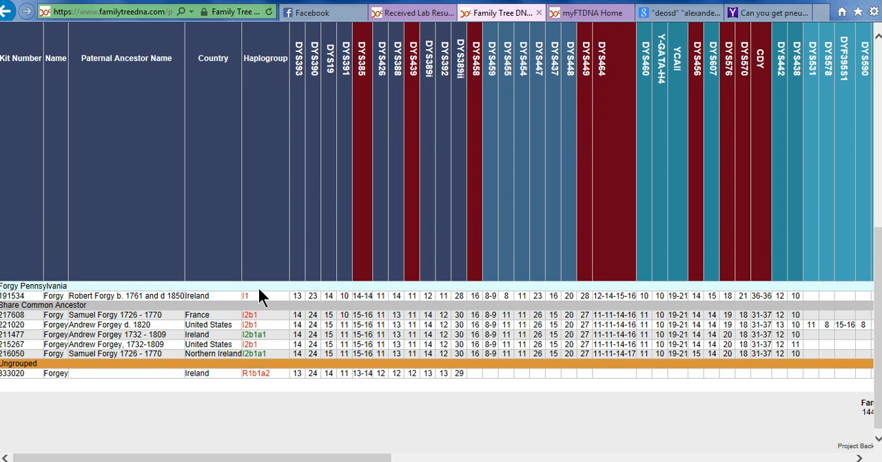So that's where we stand now, and I expect that we'll get more results probably next week or the week after for Jeremy Forgey and for Robert Forgey. So, can't wait to see what happens then. That's going to be really interesting.